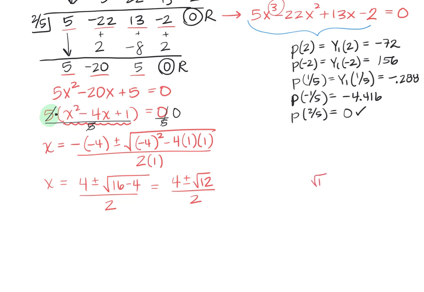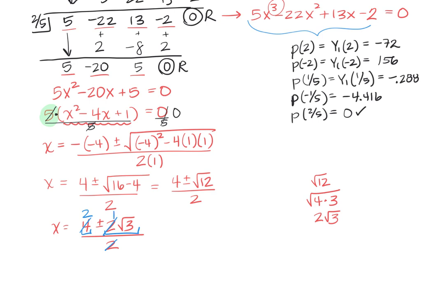Then remember, when we simplify, the square root of 12 is the square root of 4 times 3, and the square root of 4 is 2, so that will simplify to 2 times the square root of 3. So we have 4 plus or minus 2 times the square root of 3, all divided by 2. And then you can simplify here because 2 can divide into both the first term and the second term. So 2 divides into 4 2 times, 2 divides into 2 1 time.